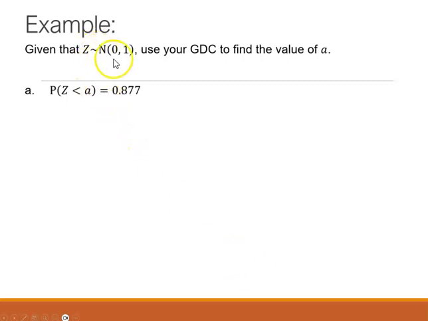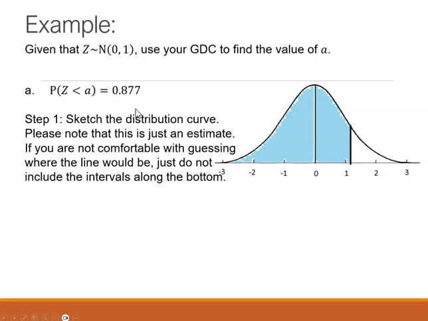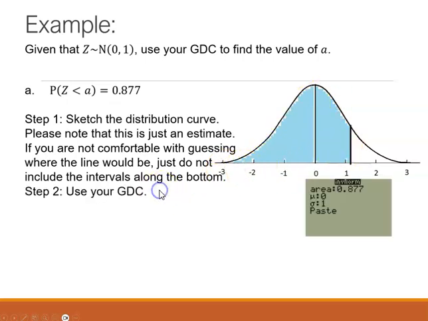So say we have a normal distribution and we want to find the measurement where z is less than a, if that probability is 87.7%. Basically, I just tried to estimate where it looked like 87% of the area would be, and just drew it. To use my calculator, I'm using the inverse norm command.